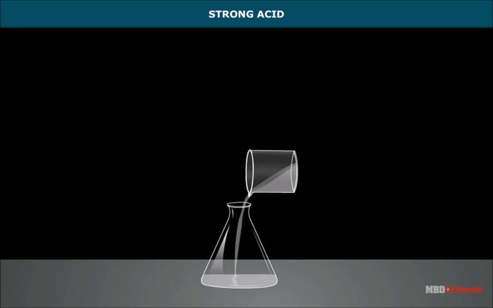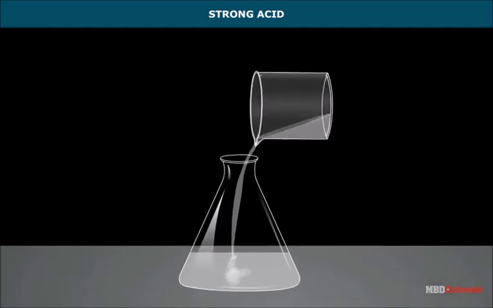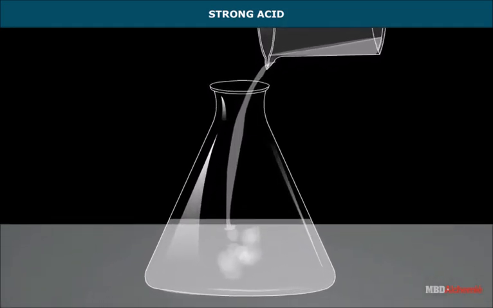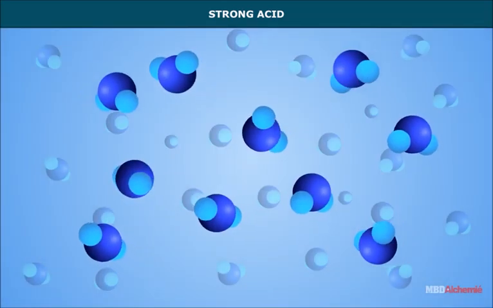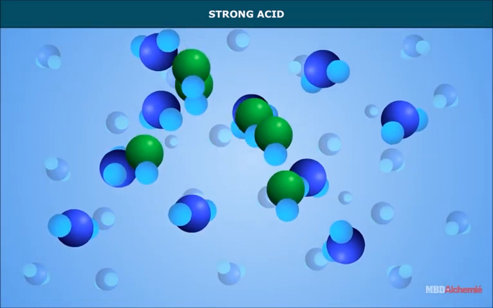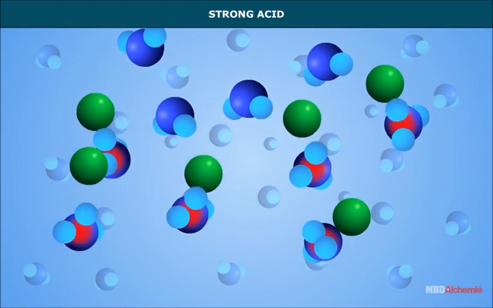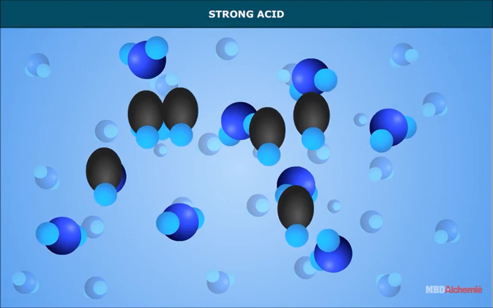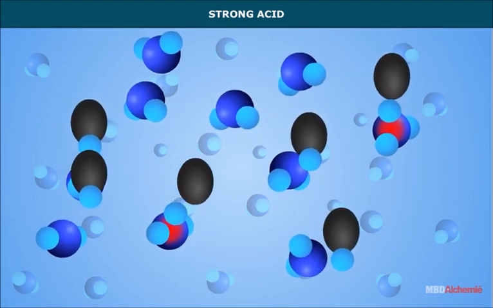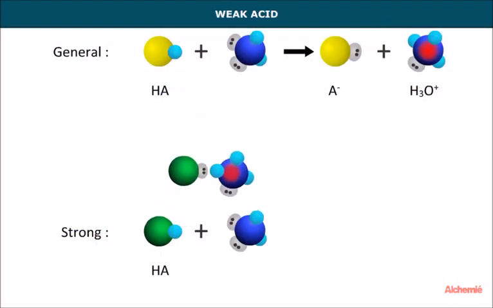An acid which is almost completely ionized in water is known as a strong acid. Here you can see in this animation, when hydrochloric acid is dissolved in water, it completely ionizes into hydronium ions and chloride ions in per unit volume of solution, and no hydrochloric acid molecules remain in the water. That is, all are dissociated.